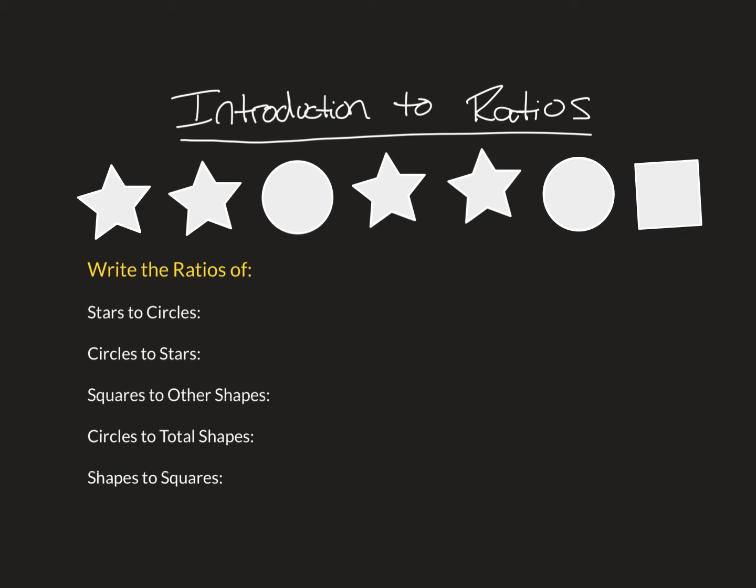All right, here we're just going to introduce ratios a little bit and talk about how we write different ratios. So a ratio is simply a comparison of two different quantities. In this case, we're going to compare the numbers of these shapes.